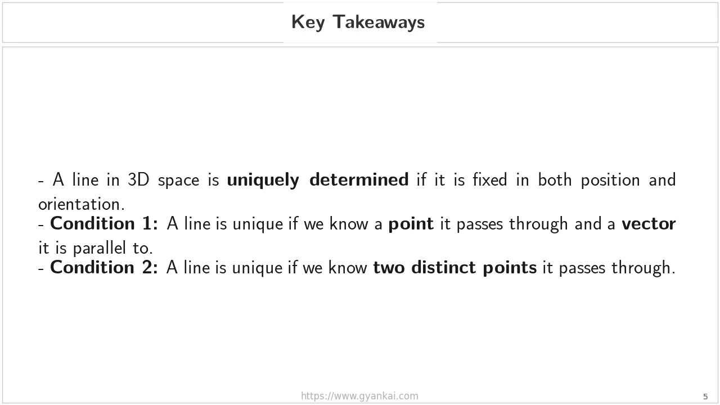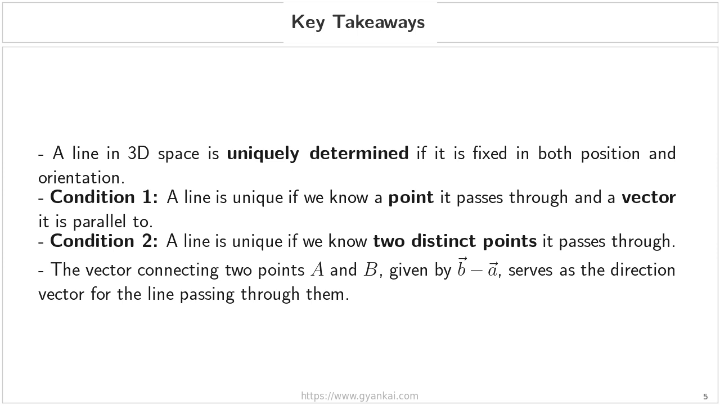Condition 2 tells us that a line is also uniquely determined if we are given 2 distinct points that the line passes through. As we discussed with the tightrope example, once those 2 anchor points are set, the path of the rope is fixed. Finally, it is crucial to remember the mathematical link between these 2 conditions. If you are given 2 points, let's call them point A and point B, with their respective position vectors A and B, you can actually derive the direction yourself. By calculating the vector B minus A, you find the vector that connects the 2 points, which serves perfectly as the direction vector for that line.